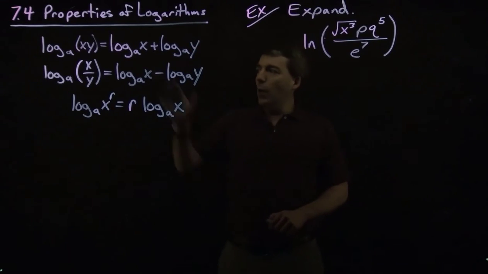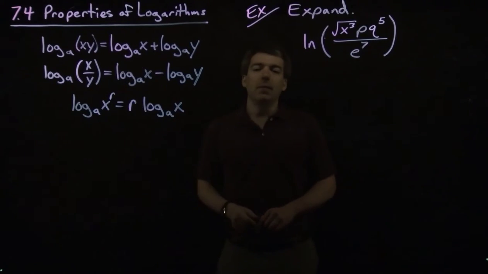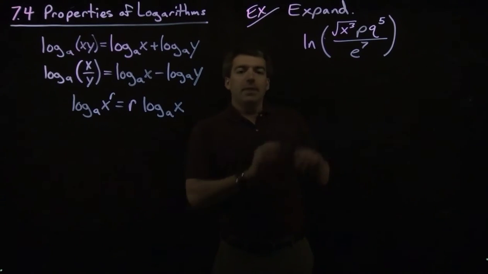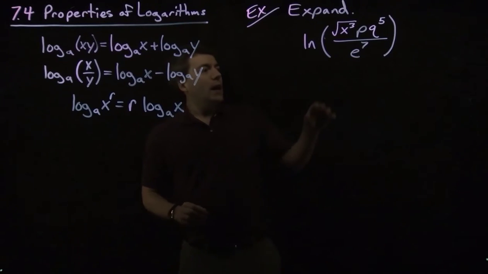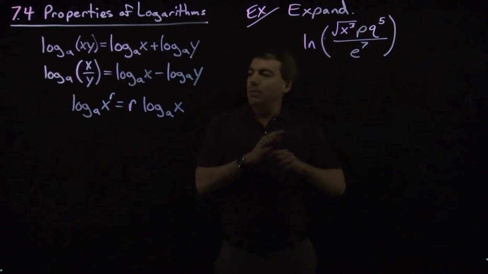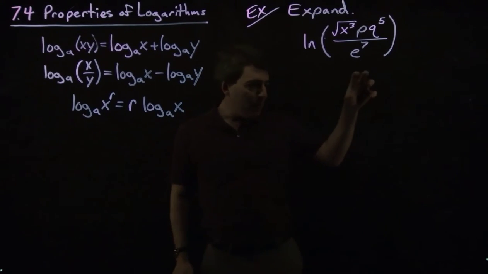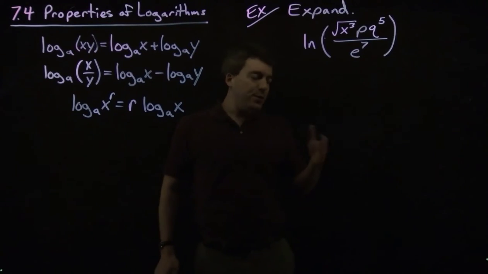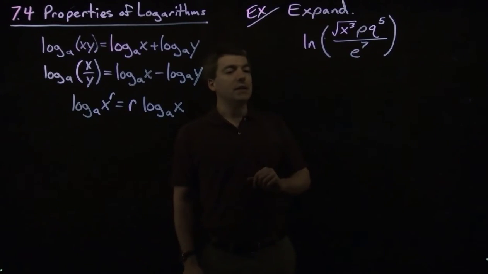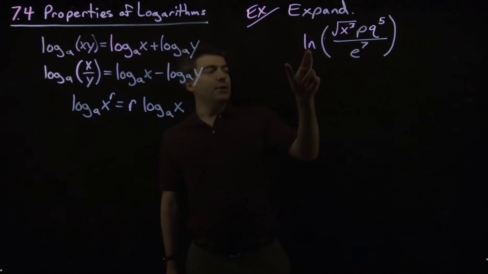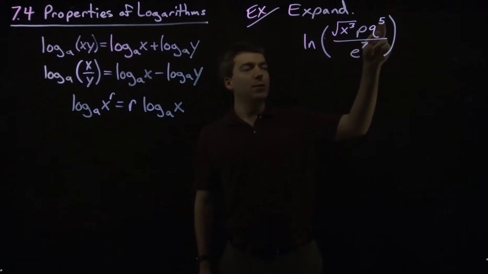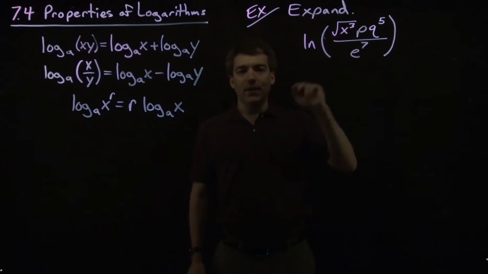All right. One use of these properties is to expand a logarithmic expression like this one. Why would we want to do that? Well, as you can see, the argument of this logarithm is very complicated. If we expand it using these properties, we get a bunch of very simple logarithms at the end, and that's useful for other mathematical activities. So let's expand this. We have the natural log of the square root of x cubed times p times q to the 5th power all over e to the 7th.